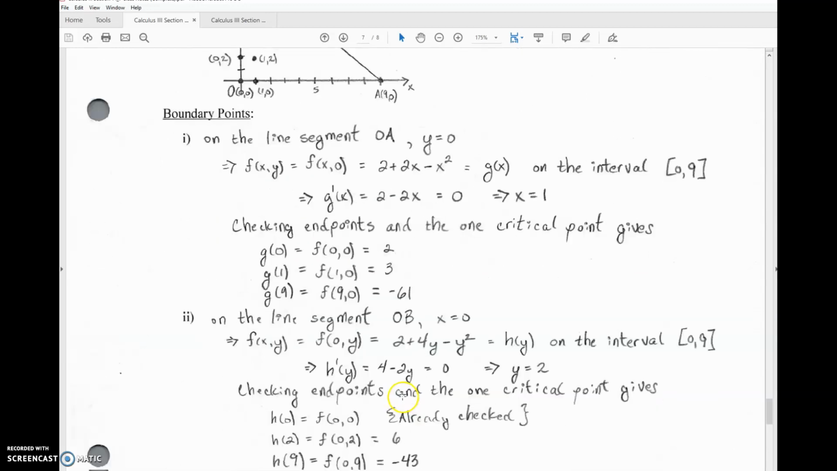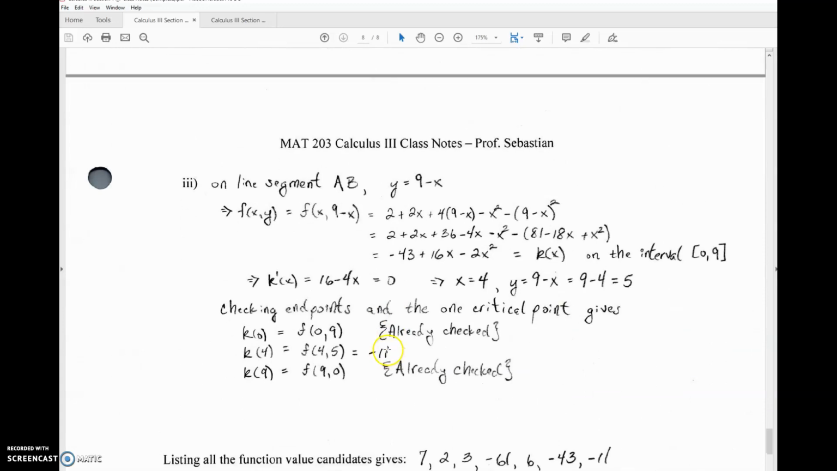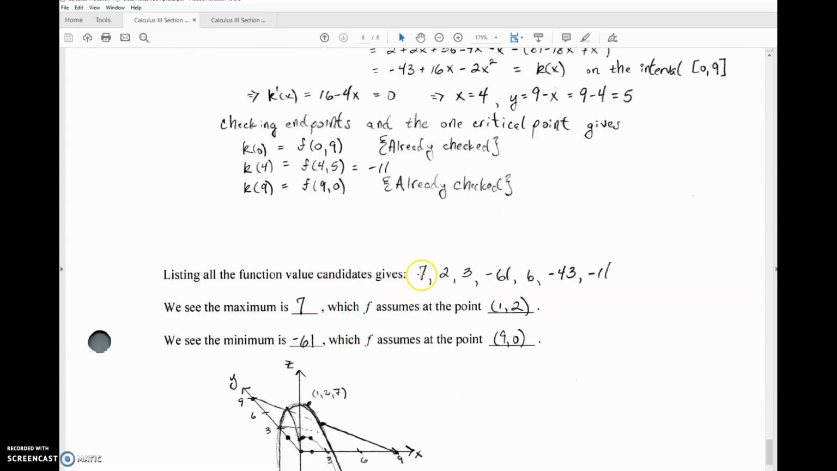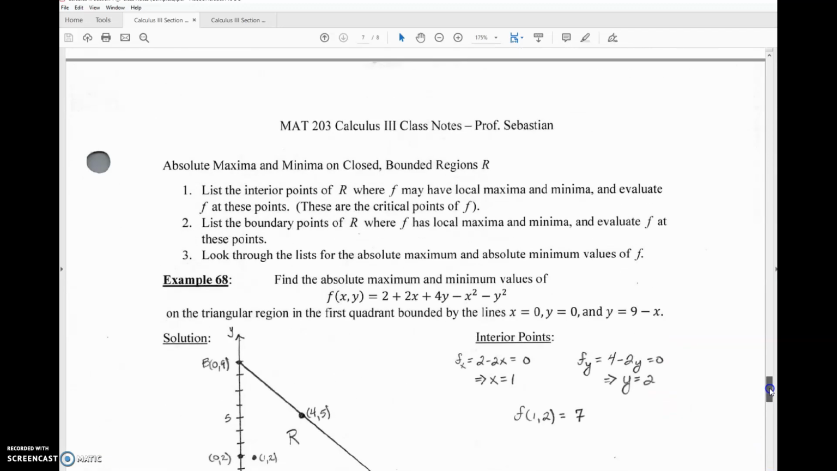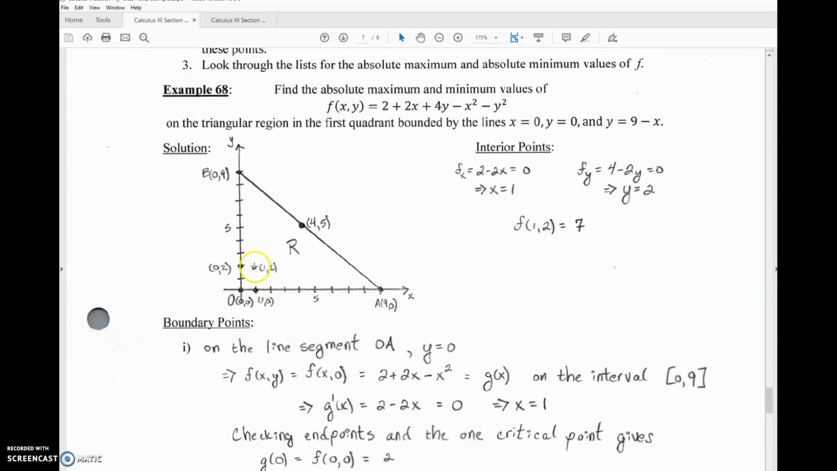Now I'm going to list all their values. As I list all their values, I got 7, 2, 3, minus 61, 6, minus 43, and minus 11. So the largest value I see is 7, so that's the maximum, and that's assumed at the point 1, 2. And the smallest value I see is minus 61, and that's assumed at the point 9, 0. So if I look back here, the maximum occurs at this point, and the minimum occurs at this point.